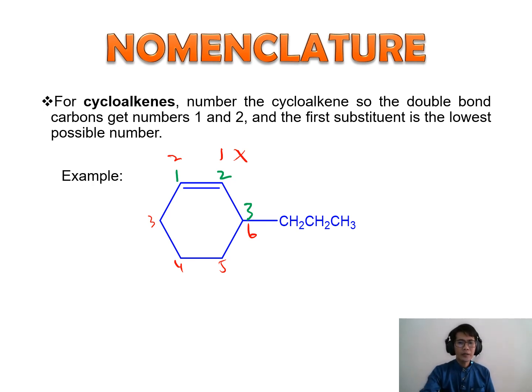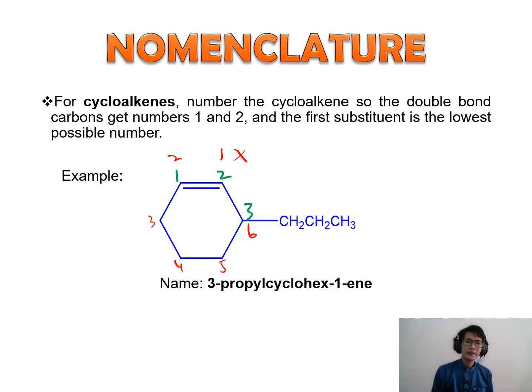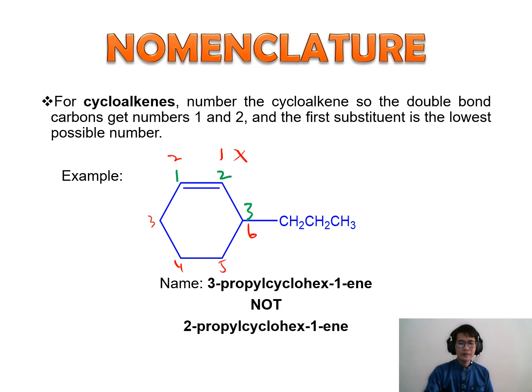So the name for this cycloalkene will be 3-propylcyclohex-1-ene. At carbon number 3 we have a propyl group, and this is cyclohexene. I also note it is not 2-propylcyclohex-1-ene. Sometimes we number 1 here and 2 here, so 2-propyl is wrong, because the double bond must be carbon 1 and 2. We must pass through the double bond. We can't start from the end of the double bond and go straight to the propyl, that's not allowed.